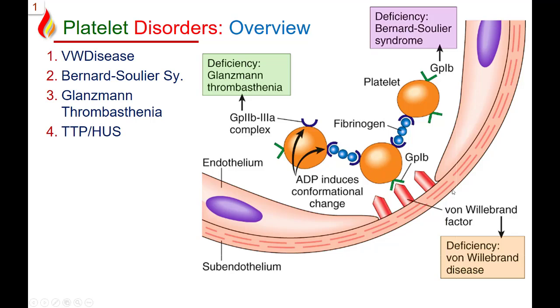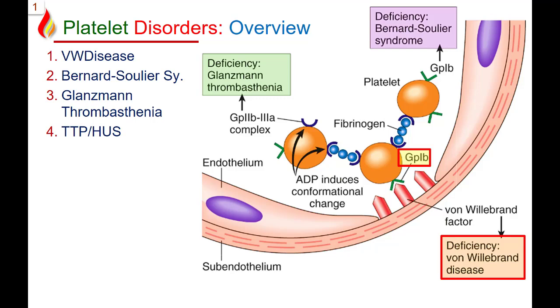After the adhesion of the platelet, aggregation of platelets, that is sticking of multiple platelets to those adhered platelets, is through group 2B, a deficiency of which is Glanzmann's disease. The group 1B deficiency is Bernard-Soulier syndrome, a congenital condition. Both of them will give rise to chronic bleeding disorder.